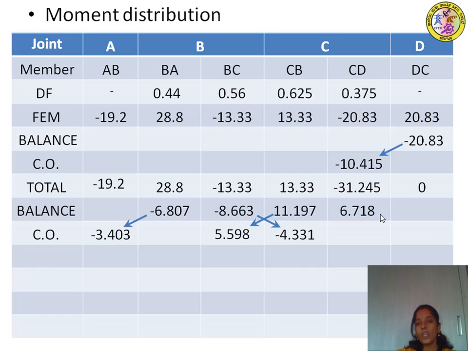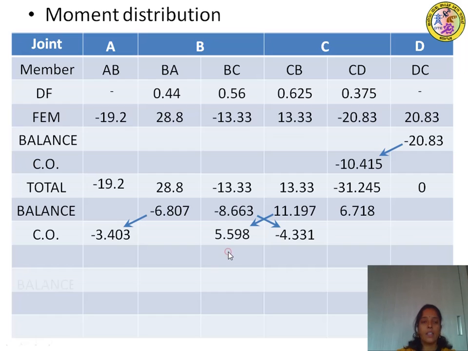Now we cannot transfer from CD to DC because we know that the carryover factor, when the far end is hinged or simply supported, will be 0. Therefore, it cannot take any moment. So you should not again carry the moments from CD to DC. We have already balanced it. So don't look into the last column, that is column D. Only we have to carry from BA to AB, BC to CB and from CB to BC.